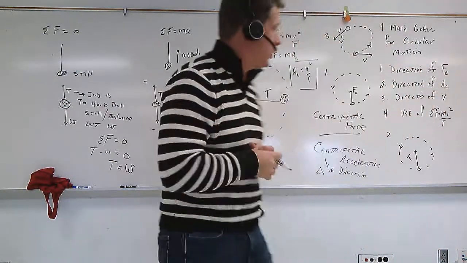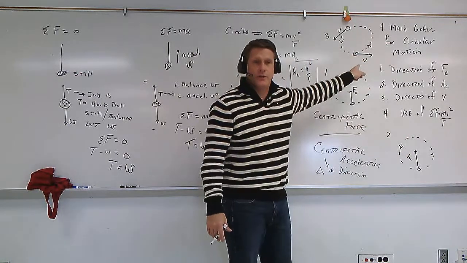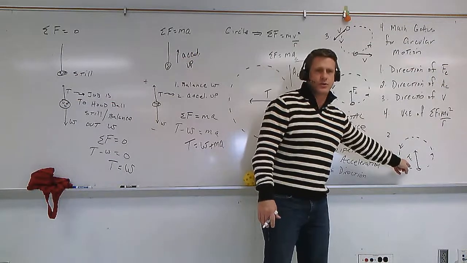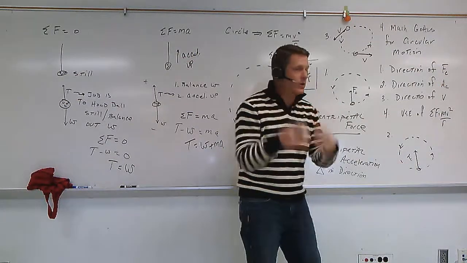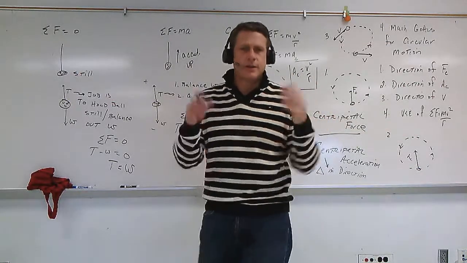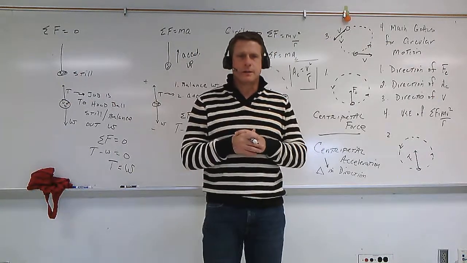So we got our 4 goals. If you can remember these 3 vectors, velocity is always tangent, centripetal force directed towards the center, centripetal acceleration directed towards the center. And then we are going to work on use of sum of the forces equals mv squared over r for the next few days. You're going to be in good shape with respect to circular motion.